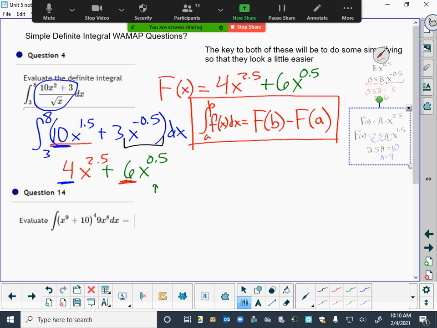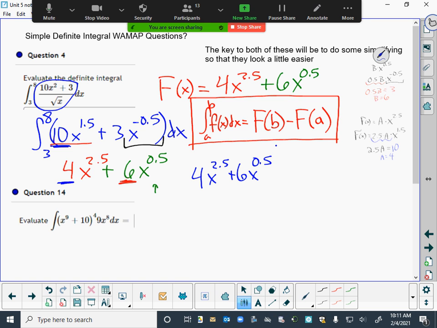It's not that it would be difficult with any other number added on there, because we'd just end up having that number, and then in the next thing we'd subtract the number off and they'd cancel each other out anyway. Okay? So the way that we would normally write this in the process is we would say, all right, I've come up with the antiderivative, which is 4x to the 2.5 plus 6x to the 0.5.